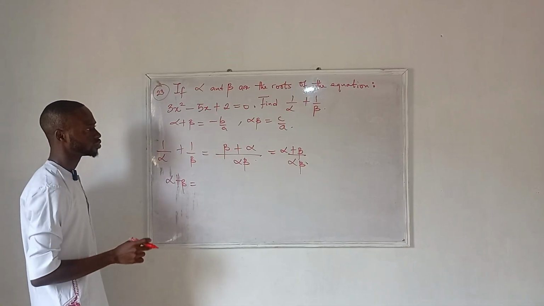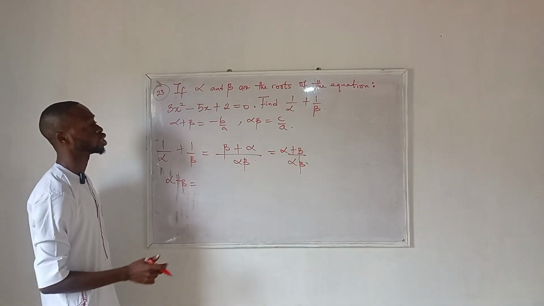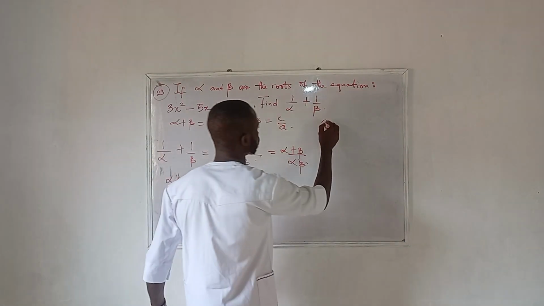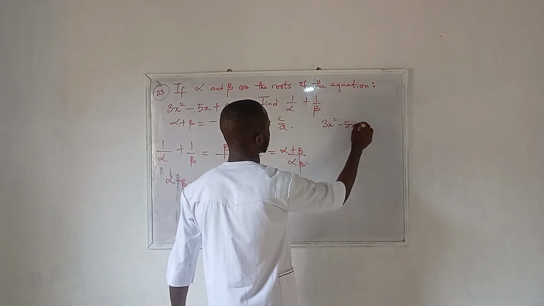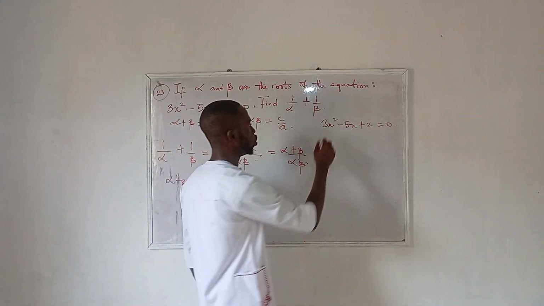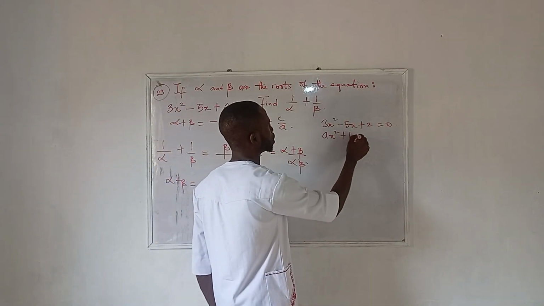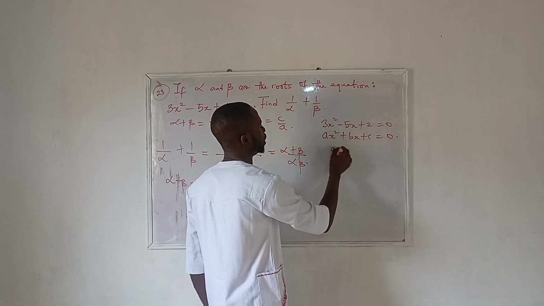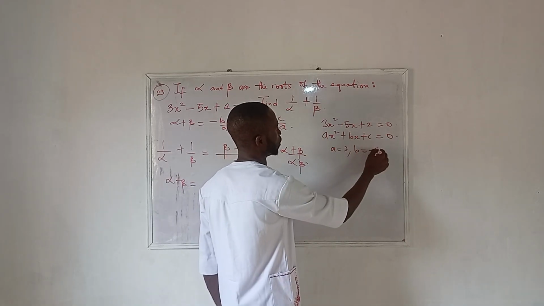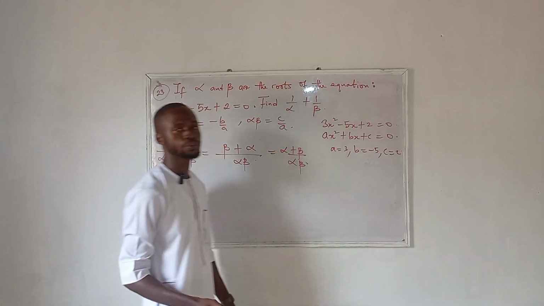Now from here, alpha plus beta is minus b over a. So I need to know what b is, and I need to know what a is. So if I look at my quadratic equation, 3x squared minus 5x plus 2 equals 0, and compare with the general quadratic equation, which is ax squared plus bx plus c equals 0, my a is 3, my b is what? Minus 5, because the coefficient of x is minus 5, then our c is 2.